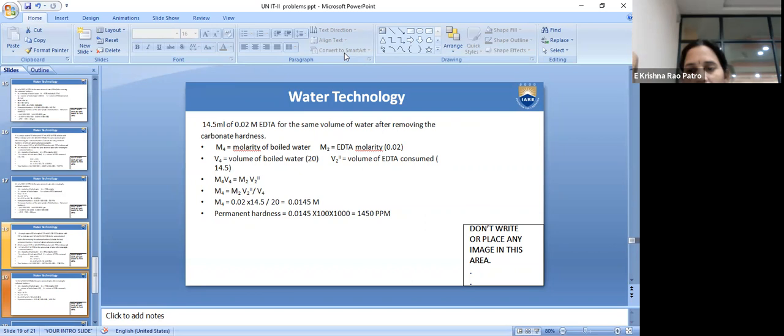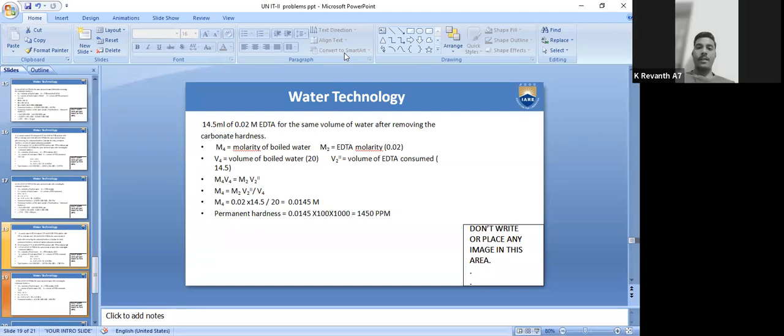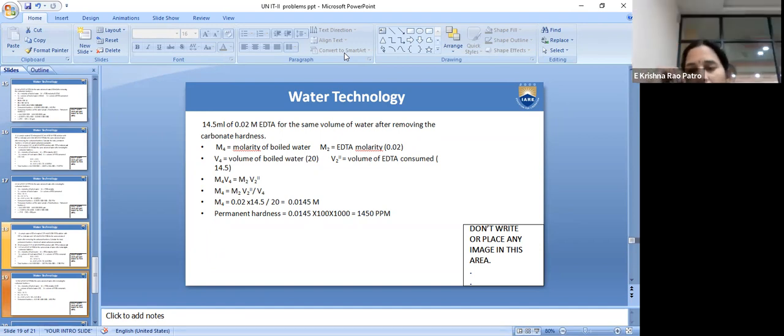They will give you how much weight. For example, 2 grams they have given you, 2 grams of calcium carbonate we are taking in 100 ml of water. Find out M1. How will you find it? M1 is equal to 2 by 100 into 1000 by volume in ml. We have taken only 100 ml.